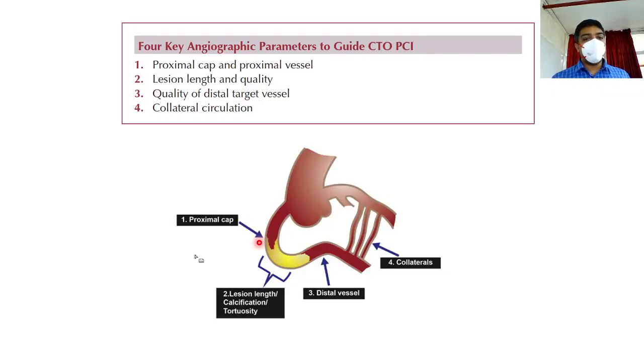It can be either a flat proximal cap or tapered, like this. Then the length of this CTO lesion. The longer it is, the more difficult it will be.